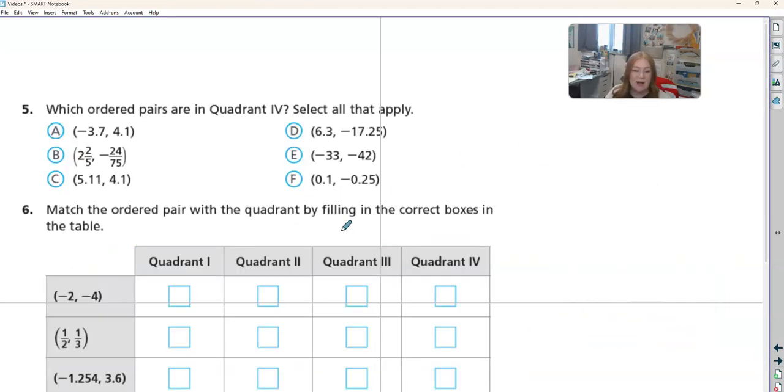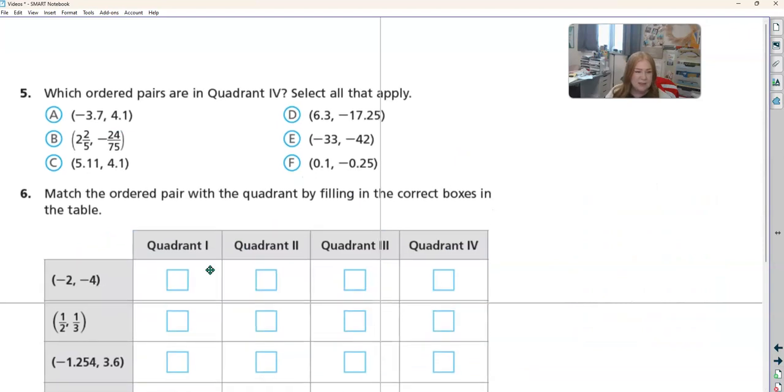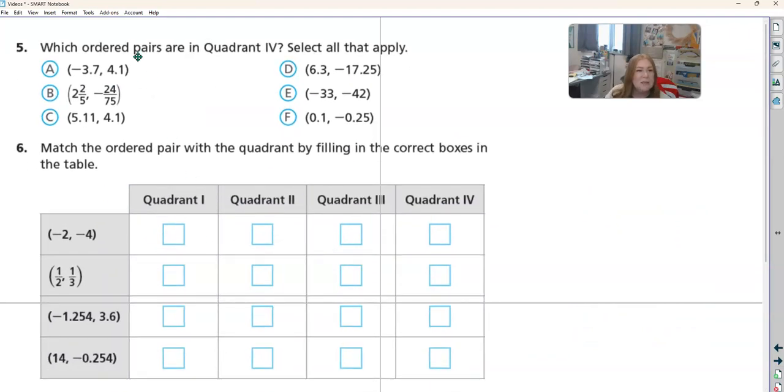Number 5 wants to know which ordered pairs are in quadrant 4. If I'm thinking about my quadrants, out to the side we're going to draw a little grid. If I go positive, positive, that gets me to quadrant 1. And then I work my way around. Quadrant 1 was positive, positive. To get to quadrant 2, we have to go negative, positive.